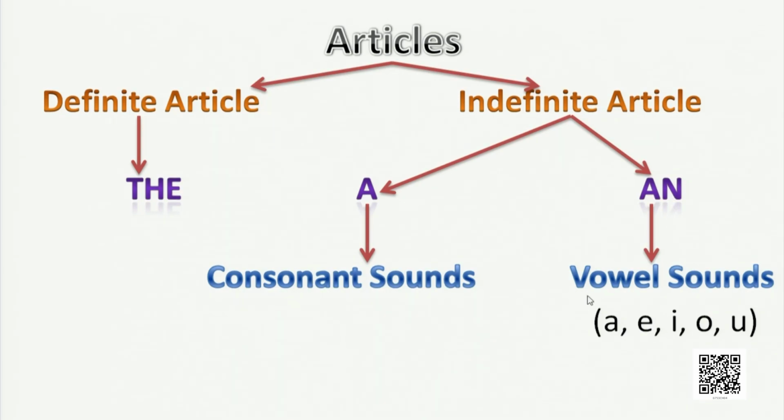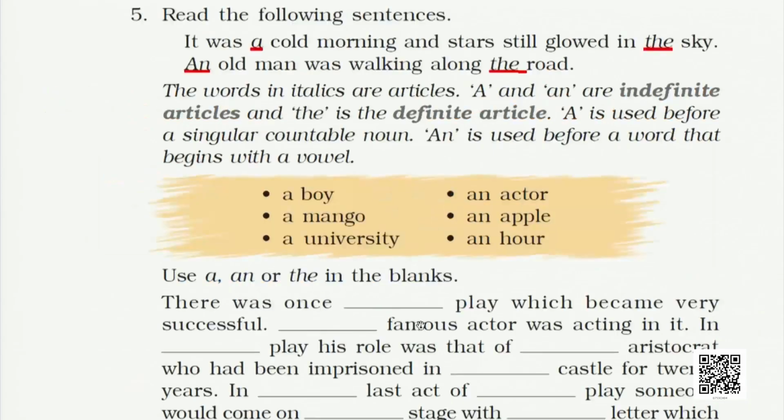And when other than these letters, suppose B is coming, what is the sound of B? B. Okay, what is the sound of D? D. What is the sound of G? G. So when these sounds are coming, you have to put a in front of that. So this is about articles. Let's see the exercise that is there in the book. You can see, so a is used before a singular countable noun and an is used before a word that begins with a vowel. So this vowel sound, it should be vowel sound.